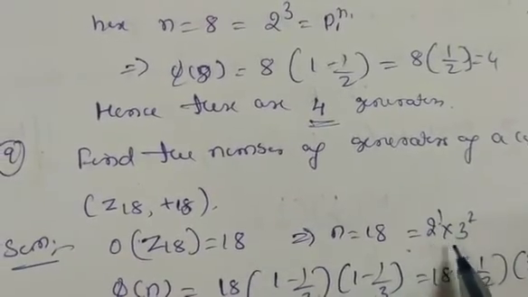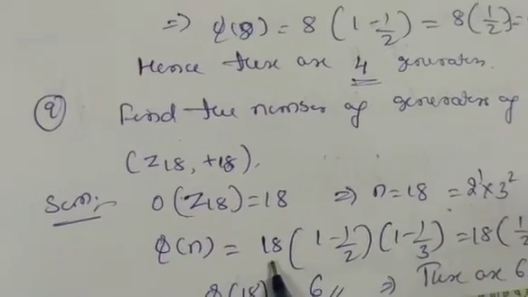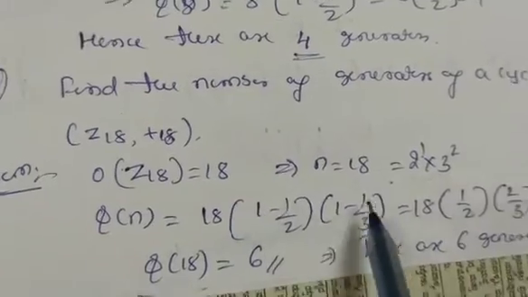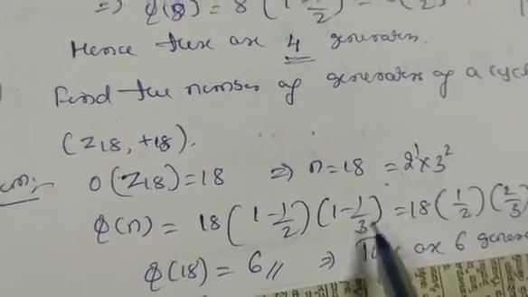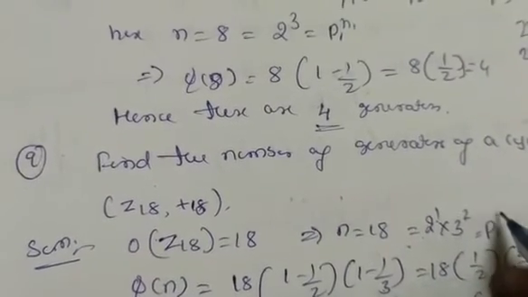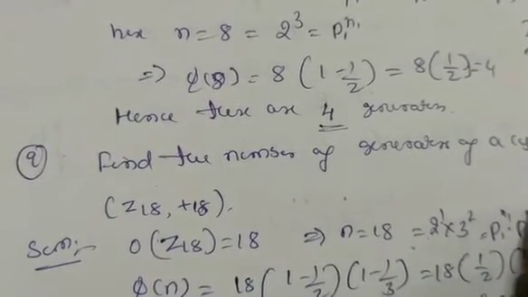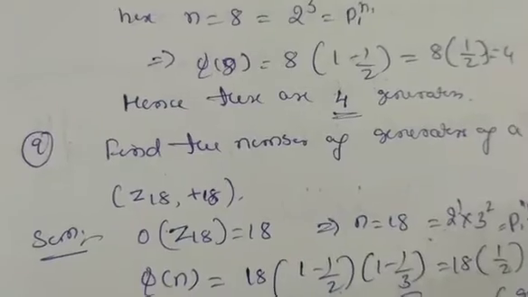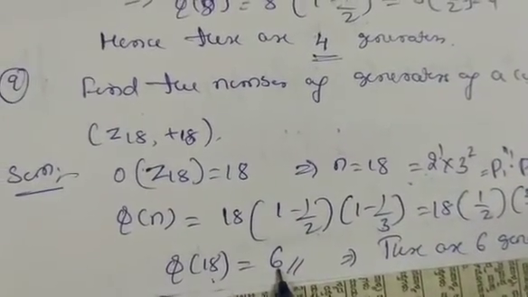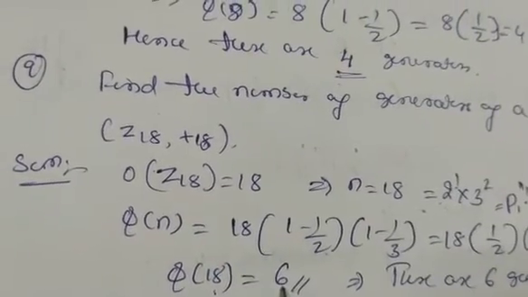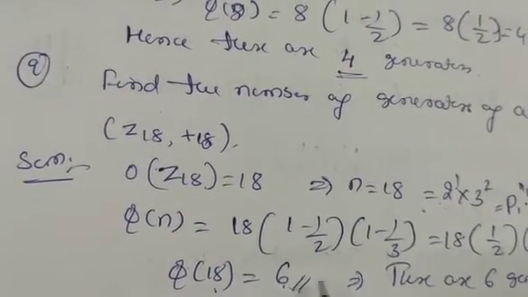So it is 2 to the power of 1 into 3 square. Let us simplify this. 18 into 1 minus 1 by P1, P1 is 2, 1 minus 1 by P2, P2 is 3 here. It is in the form of P1 to the power of n1 into P2 to the power of n2. So after simplification you will get phi of 18, 18 being the order of this group, is equal to 6. So how many generators are there? 6 generators of this group.